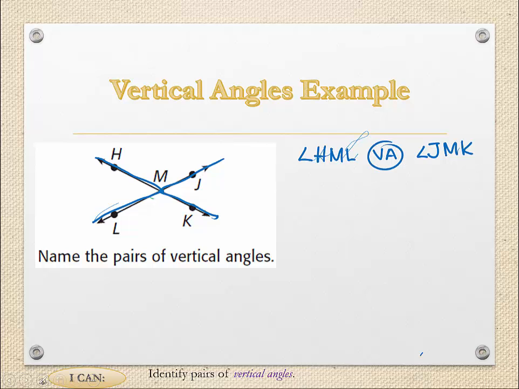And then the other ones are angle here, or angle here. So angle HMJ is a vertical angle to angle LMK. And that's all we're going to do in this section is just identify our vertical angle pairs. And then we'll eventually do some more stuff with them.